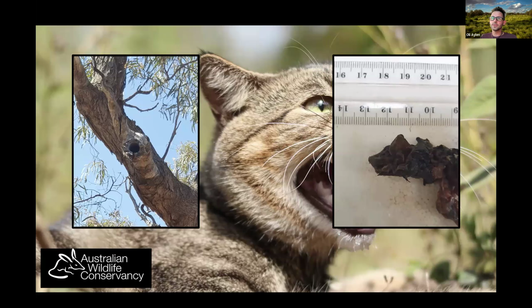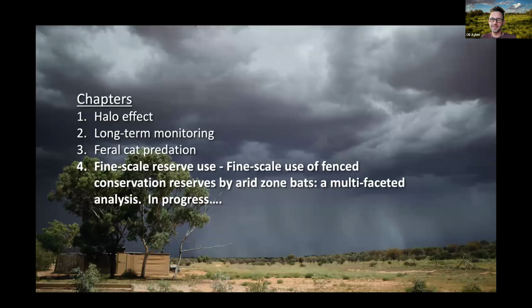So I've just got a few more things to show you. It's not as complete. I'm in my final year, but I'm getting there slowly. So we discussed my first 3 chapters. My final chapter, this may actually become 2 chapters, I'm still working that out, is really looking at this fine scale reserve use. So how are the bats actually utilizing the space inside the fence?